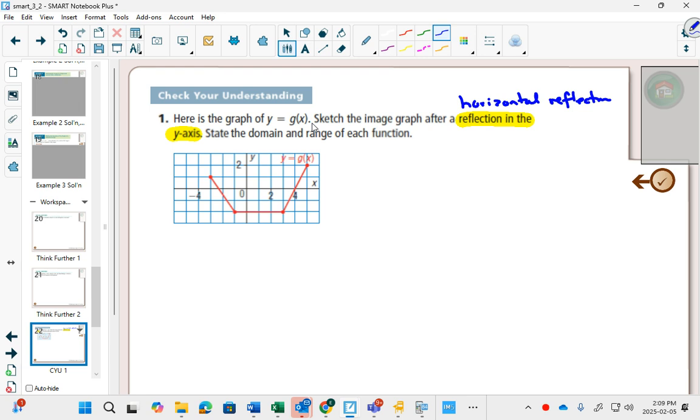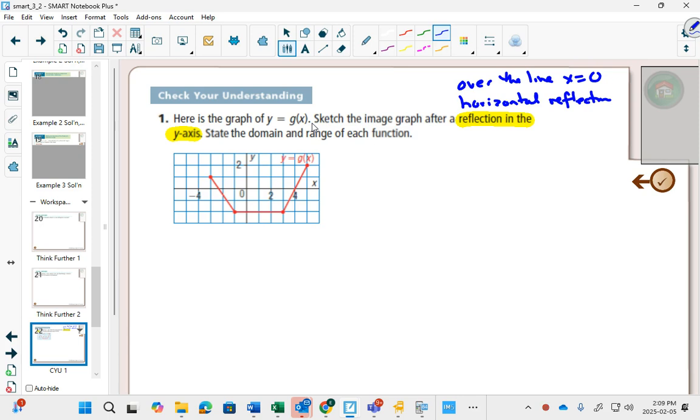Sometimes they don't say y-axis. The equation of the y-axis is x equals 0. So sometimes they'll say over the line x equals 0. And sometimes I've seen reflection on the y-axis or in the y-axis. Little words change like that. Any one of these is a horizontal reflection.